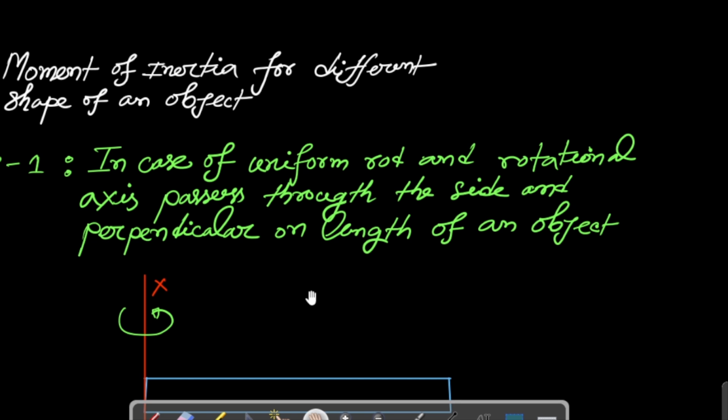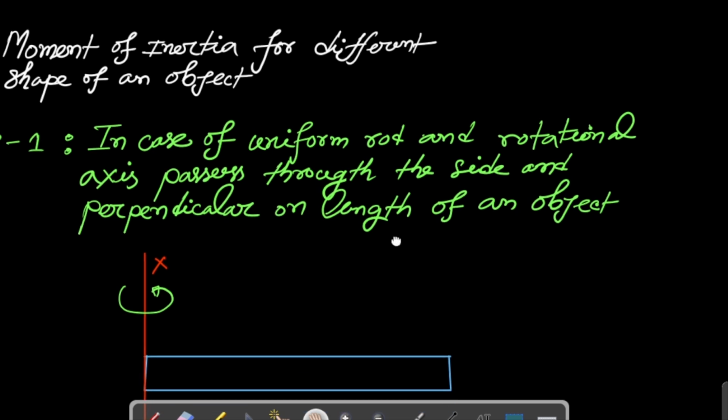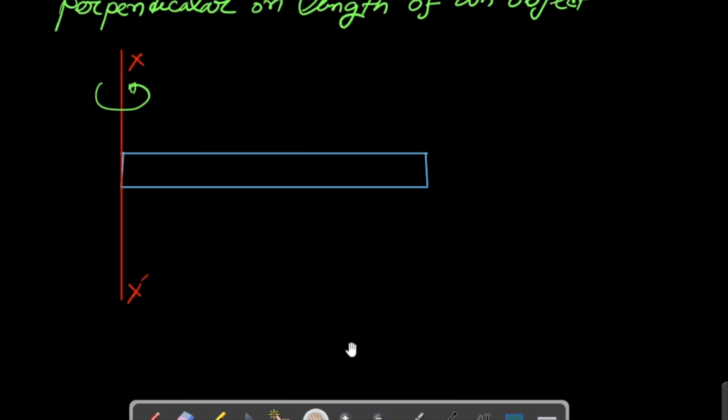Thanks for watching my lecture. Today I am going to talk about the moment of inertia for different shapes of objects. Now our duty is to find the moment of inertia for the different shapes of objects. So today I will talk about type 1: a uniform rod where the rotational axis passes through the side and is perpendicular to the length of the object. Here we can see the diagram.